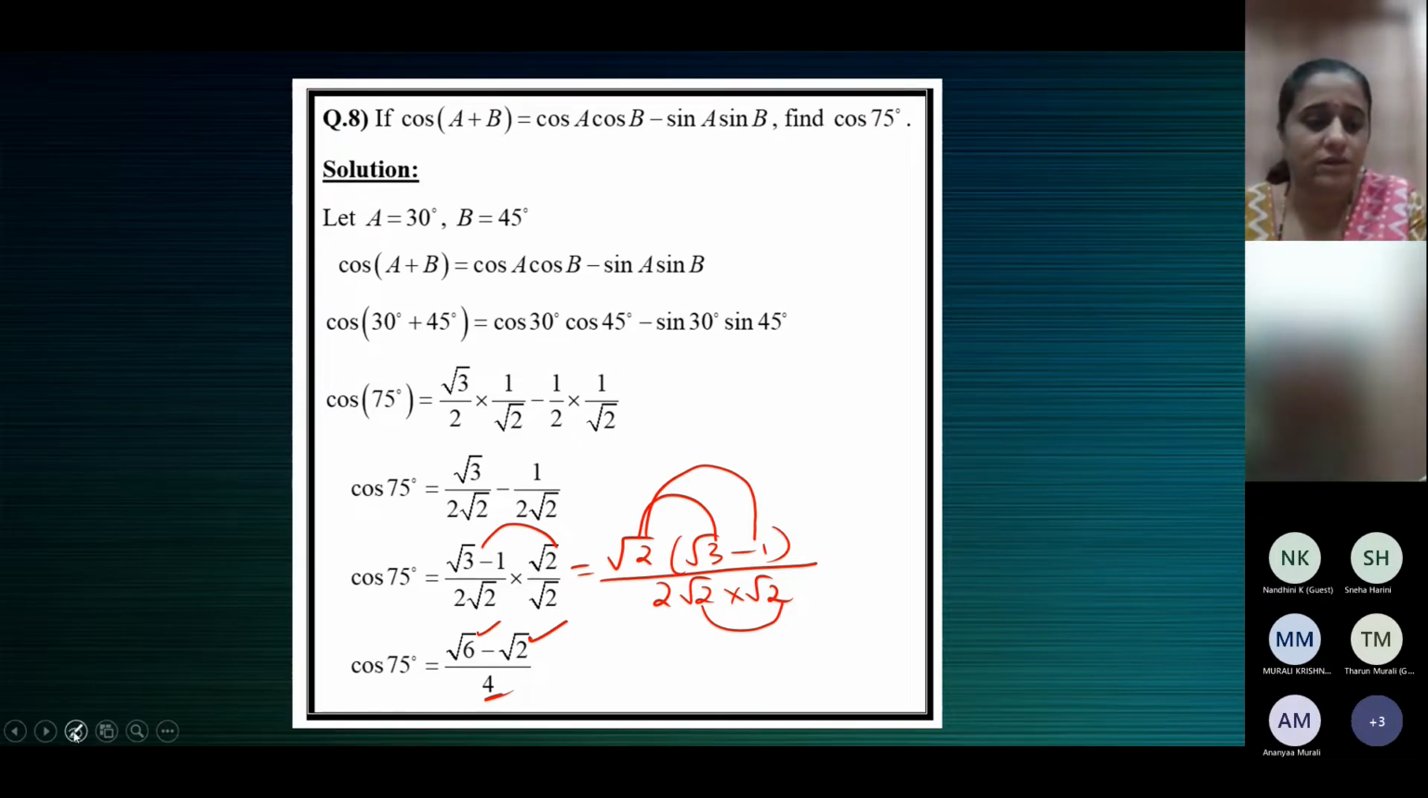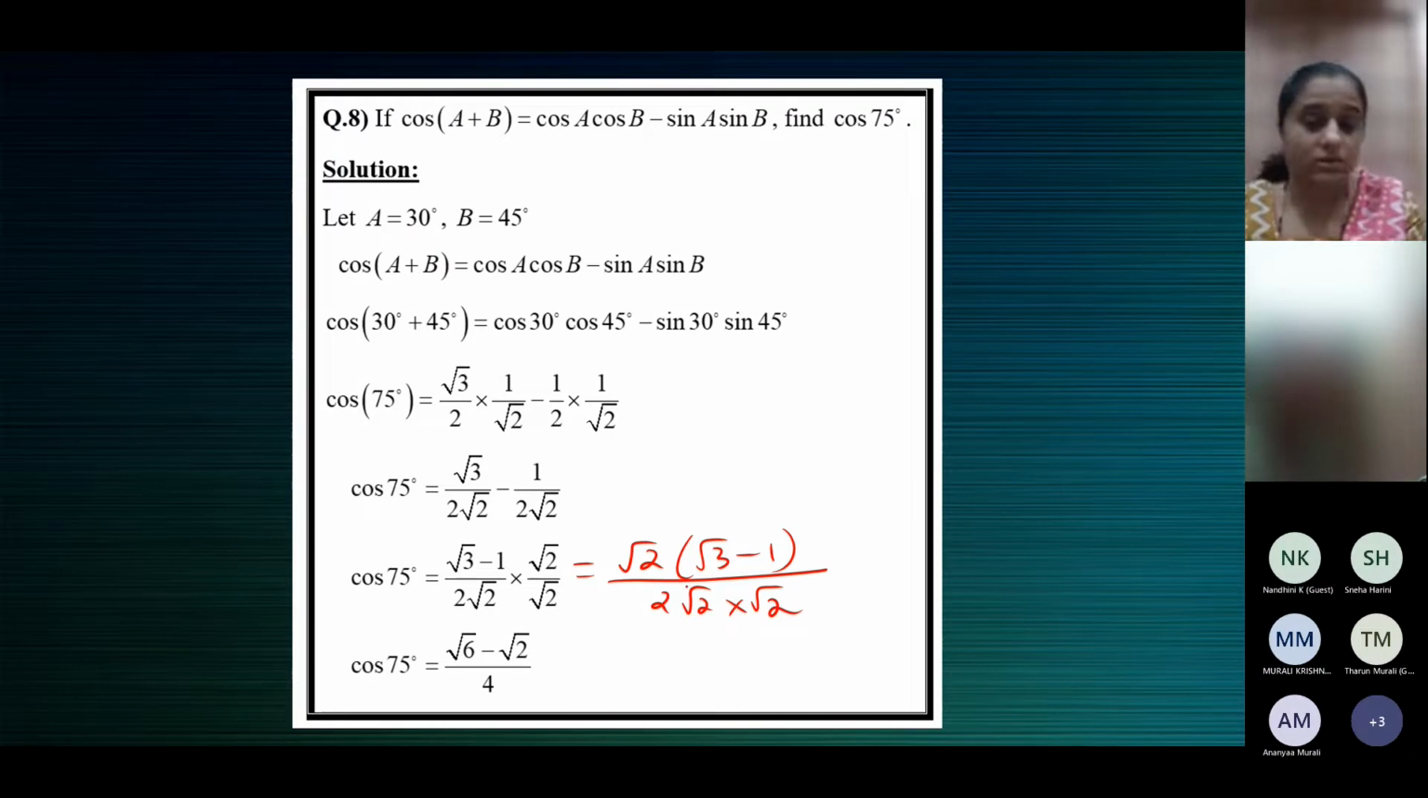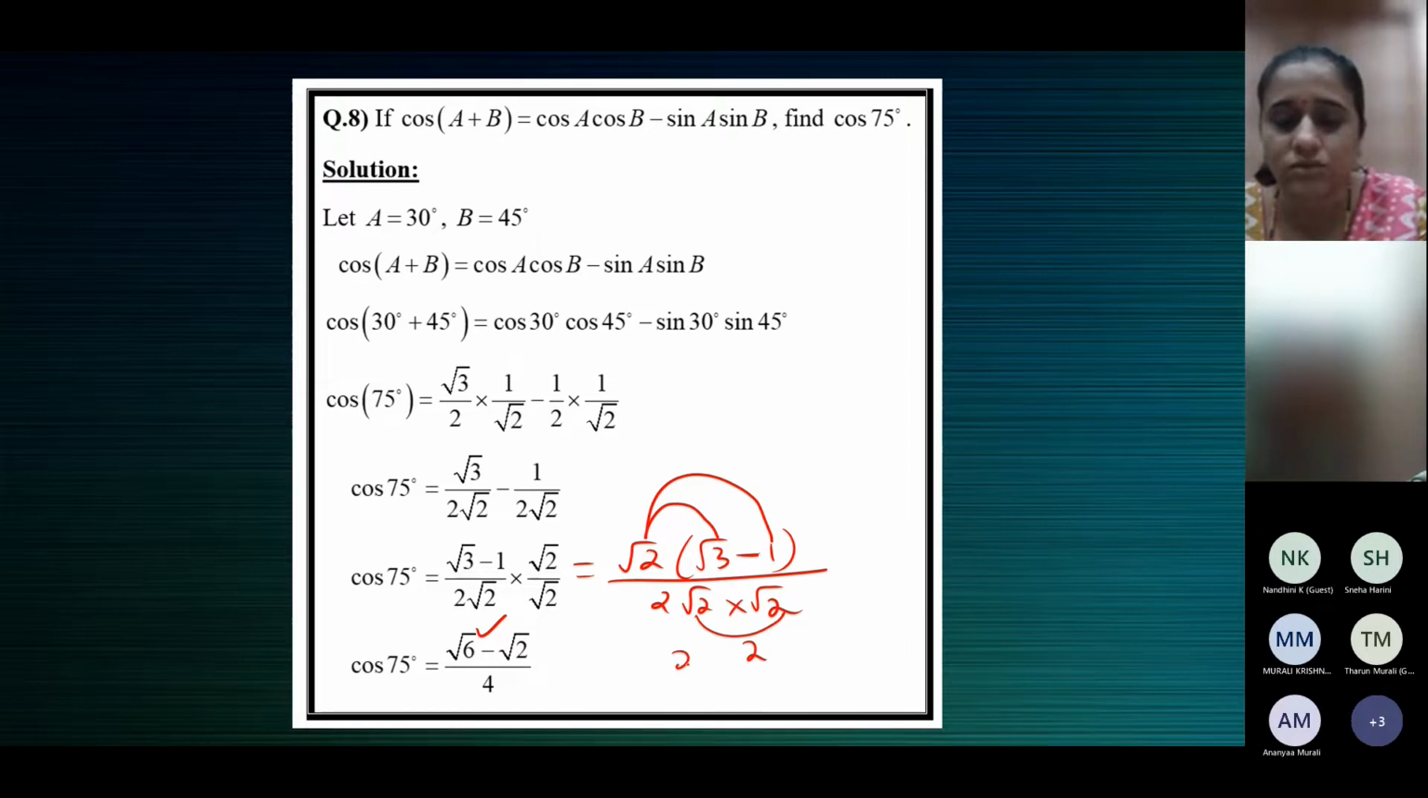Multiply the numerators, multiply the denominators: root 2 into (root 3 minus 1) divided by 2 root 2 into root 2. So multiplying the numerators, root 2 into root 3 is root 6, and root 2 into minus 1 is minus root 2. Divided by root 2 into root 2, which is 2, and this 2 into 2 is 4. So root 6 minus root 2 by 4.